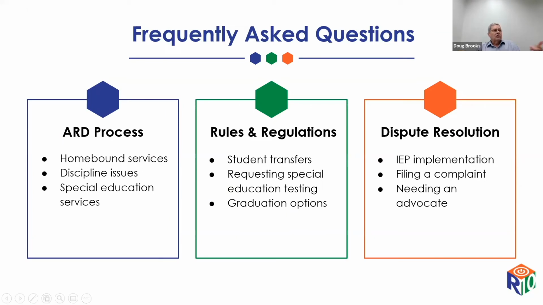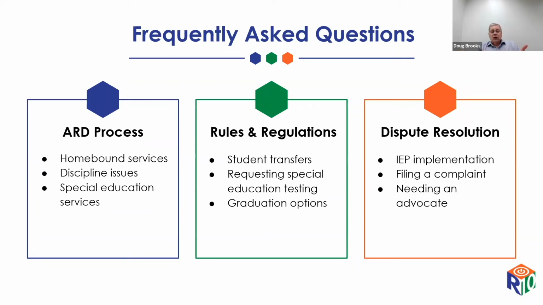Under rules and regulations, we get questions about student transfers: what happens when a special education student transfers to another school district or even out of the state. We can cover the very specific rules on how that's supposed to work, the timing of it, and also offer options to the parents to help make this transfer process easier for them and for their child. Then there are questions on special education testing. What happens when you request it? What are the timelines? How long does it take? What if I disagree with the testing? What rights do I have?